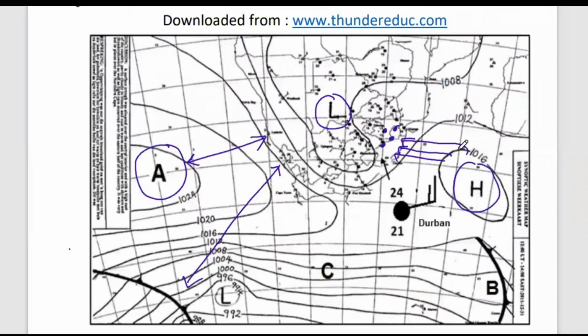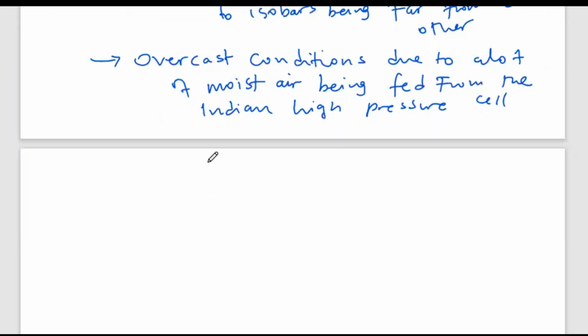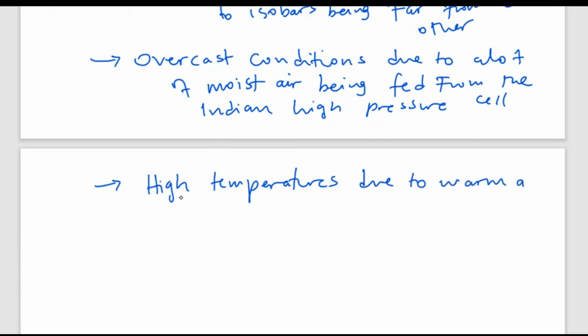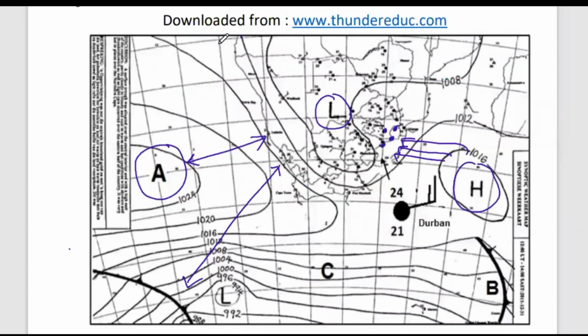So if you go back again, you can see there are high temperatures. What is causing that? So you could say high temperatures due to warm air subsiding over Durban. So it means that a lot of warm air is coming from the interior towards Durban. As you can see here, we have a lot of air that is subsiding over the Durban area, resulting into temperatures to be that high.